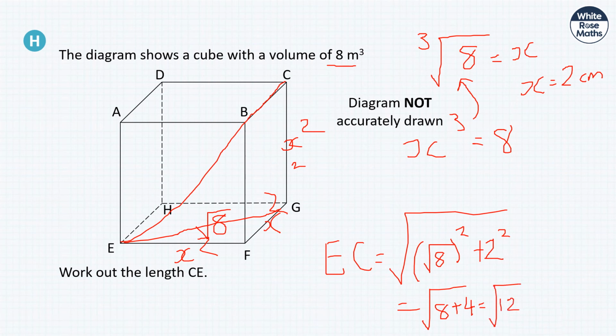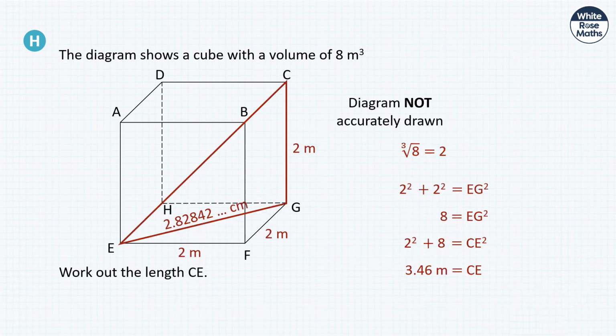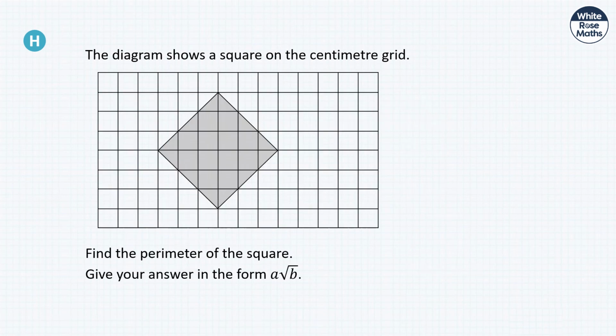I can simplify that, write it as root 4 times root 3, which is equal to 2 root 3. So the answer would be 2 root 3 for CE, and again, that's the exact answer. So 2 root 3, which is approximately 3.46 meters on my calculator. Meters and not centimeters, sorry. So meters, sorry. There we go. Bam, we got it. Okay, so it's near the end, guys.